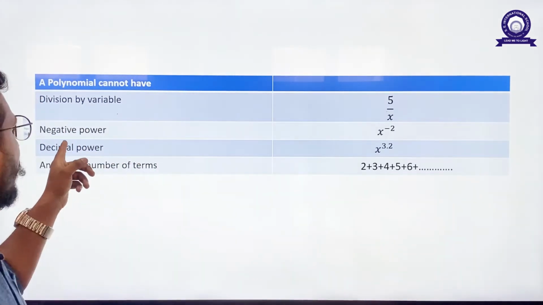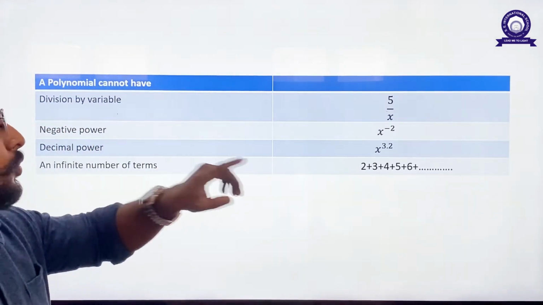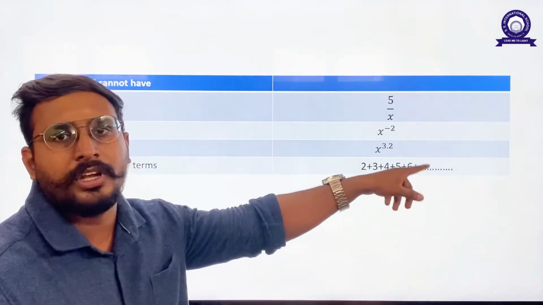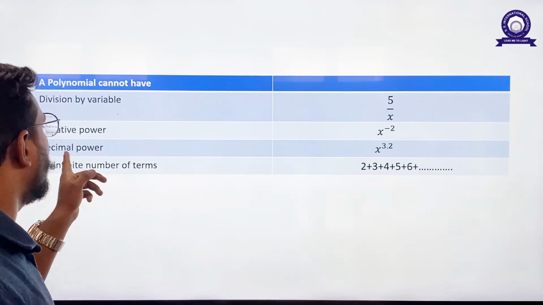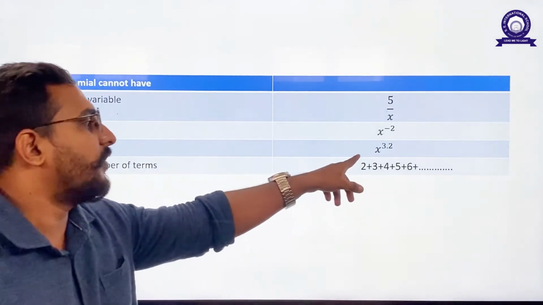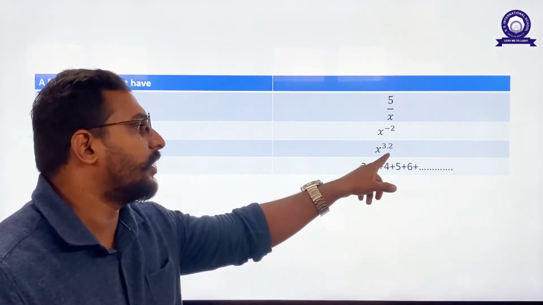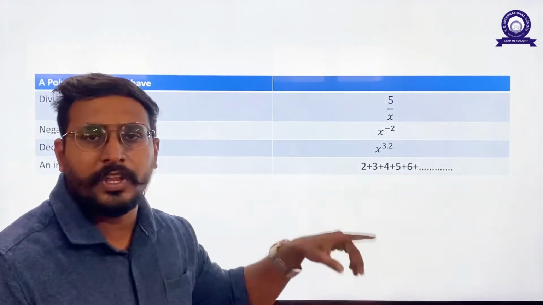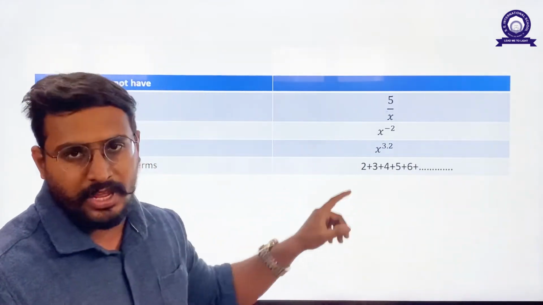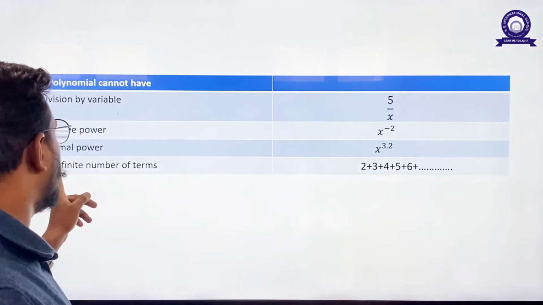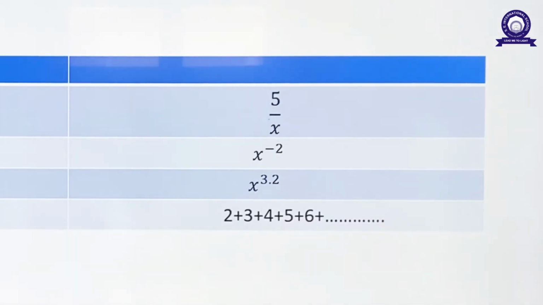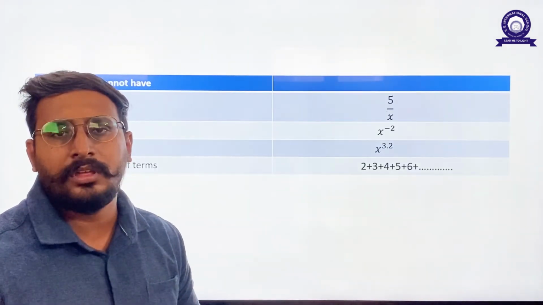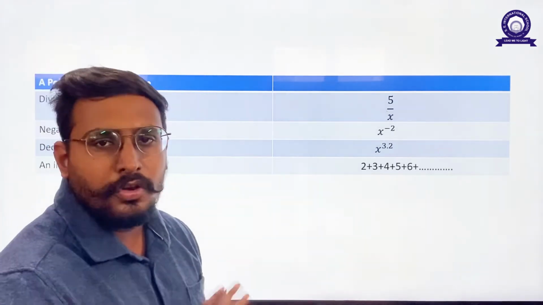And second, we can see the negative power. Using a negative power, we can also say that it is not a polynomial. Third one, we can see a decimal power. If the variable has a decimal power, that is 3.2, we cannot use that power with that variable. Okay, and lastly we can see an infinite number of terms, that is 2 plus 3 plus 4 plus 5 plus 6 plus n number of infinite terms, which cannot act as a polynomial.